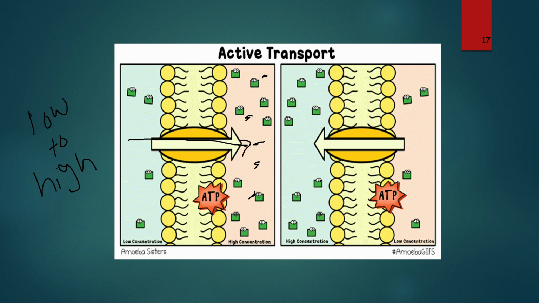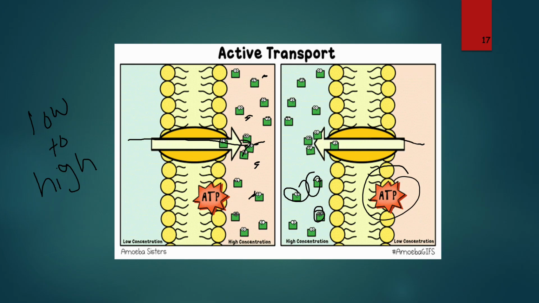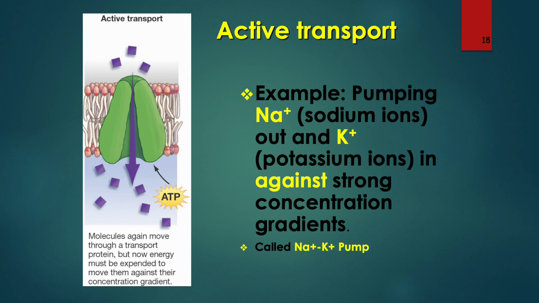Same thing in this second diagram. There's more little particles on this side. That's your high concentration. Energy is needed to take low concentration to a high concentration. An example of active transport is using the sodium potassium pump. Again, with active transport, you need energy. That energy comes in the form of ATP, and it's moving against the concentration gradient, in other words, going from a low concentration to a high concentration.